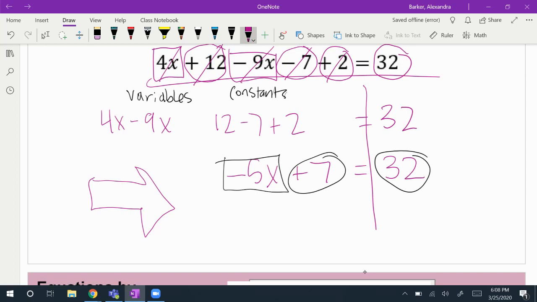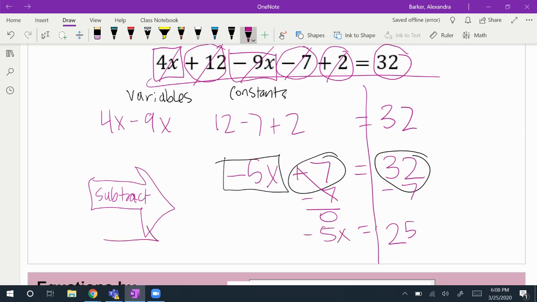The way that I do that is I do the opposite of addition, which is subtraction. So I'm going to subtract. Whatever I do to one side, I have to do to the other side. So I subtract 7 over here. So I say, okay, what is 32 minus 7? And I end up with 25. And I'm still left with negative 5x over here.